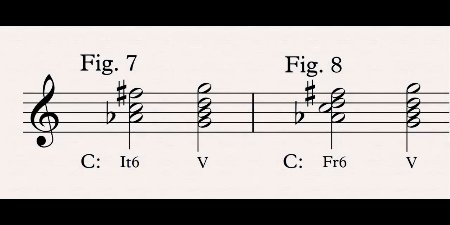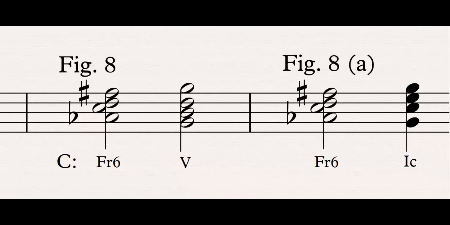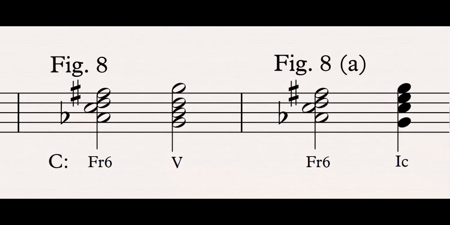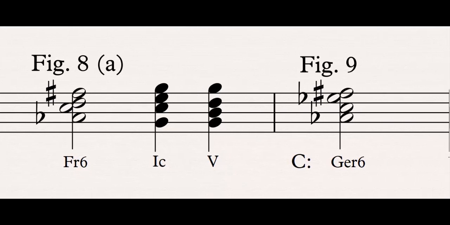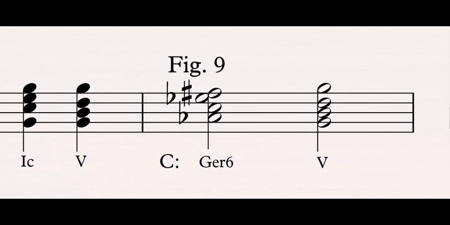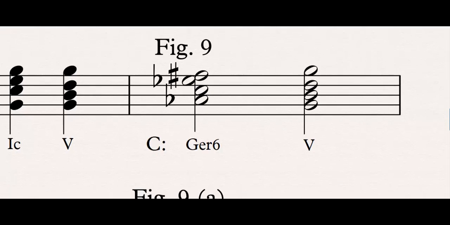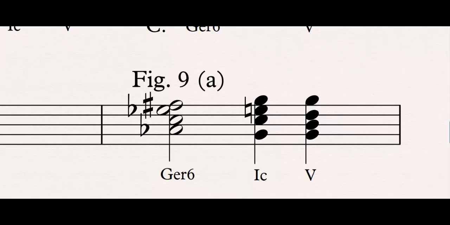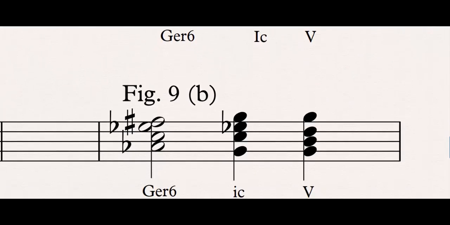The regular resolution of an Italian sixth is to chord 5. The regular resolution of a French sixth is again to chord 5, but could also be prolonged with a 1C5. The German sixth chord is more flexible in resolution, as it can resolve to chord 5, to chord 1C5 in a major key, or 1C5 in a minor key.